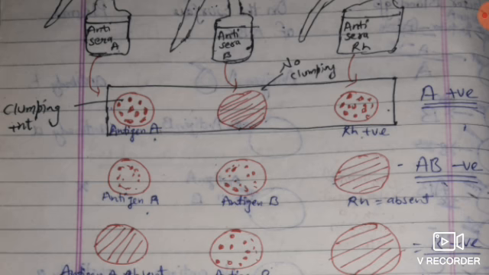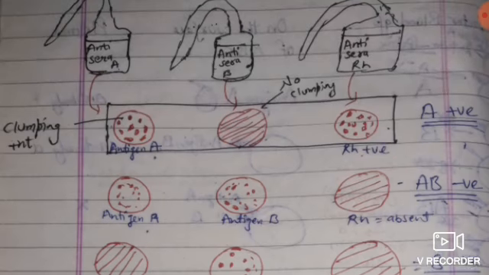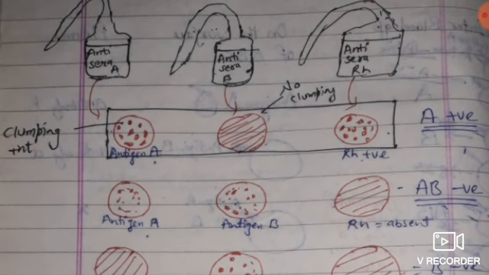In the second case, if we again put anti-sera A in sample 1, anti-sera B in sample 2 and anti-sera Rh in sample 3, we see clumping in sample 1 and sample 2 both. That means the blood group will be AB. But in the case of Rh, there is no clumping, so the blood group will be AB negative, as Rh is absent.